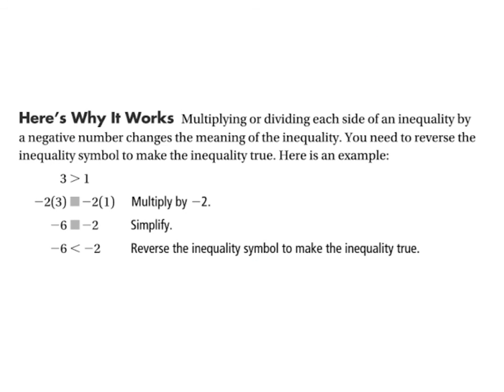Okay, this is just a quick explanation of why it works. Multiplying or dividing each side of an inequality by a negative number changes the meaning, changes what is less and what is more. You need to reverse it. So if 3 is greater than 1, which it is, and you multiply both sides by -2, what you get is -6 now compared to -2. And which one's greater? Well, now the one on the right is greater, okay? So you're just reversing it. It's not exactly an explanation of why, but more just a demonstration that that's true. So let's try a problem.